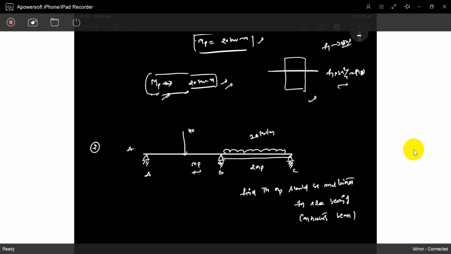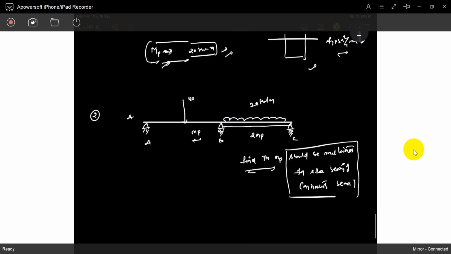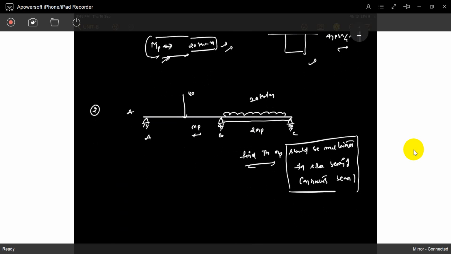I write it this way, otherwise they will just ask you to find out the MP. But you want to understand the meaning of what MP is. That means you have to maintain that MP, then only the structure is stable for that given load. Otherwise it is failure for that particular loading. Okay, so can you find out? Easily find out. See the possibility.